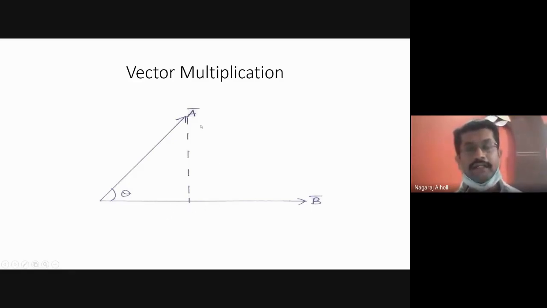Now, how to find the projection of A bar on B bar? Your knowledge of geometry comes into the picture here. Is it a right angle triangle? Yes, it is a right angle, correct. But what is the projection of A bar on B bar? How much is the projection?